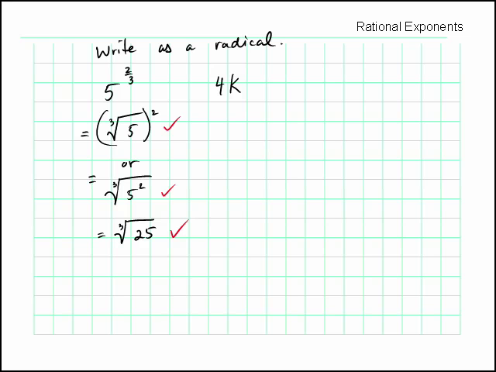4k to the 3/5 power. Now notice that there's no parentheses, so 4 is on the outside. This is 4 times k to the 3/5. 4 times k to the 3/5 as a radical is 4 times the 5th root of k to the 3rd power. You could put the 3rd power on the outside or inside, like that, or 4 5th root k cubed. The cube can go inside or outside.